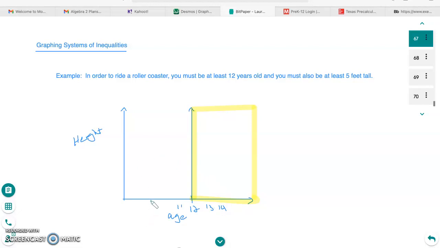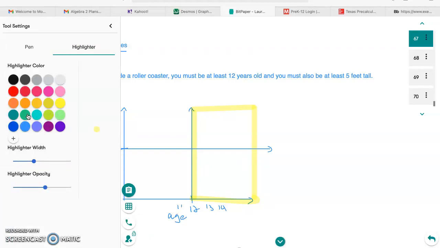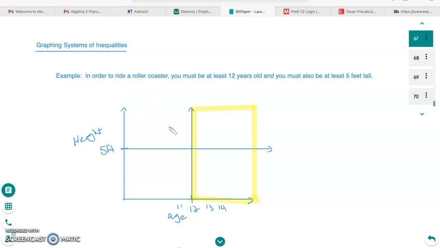But that's not the only requirement. The other requirement is that you be a certain height, that you be at least 5 feet tall or more. So if we look at the height, it is an additional requirement, and so I'm going to do that, I guess, in green. Everybody who is above the green, above this line here, is allowed to go on the roller coaster. And so a system of inequalities is the area that overlaps.